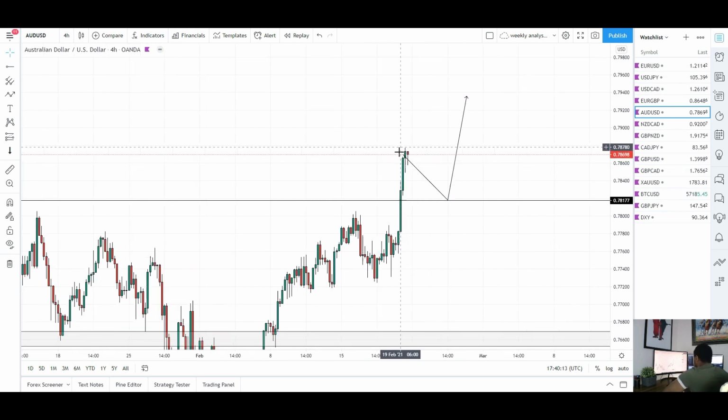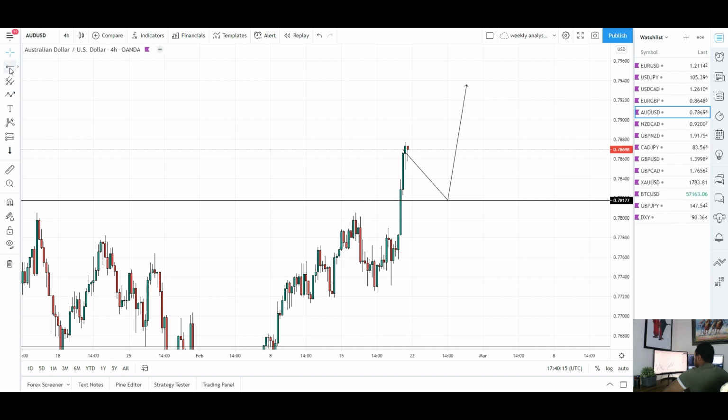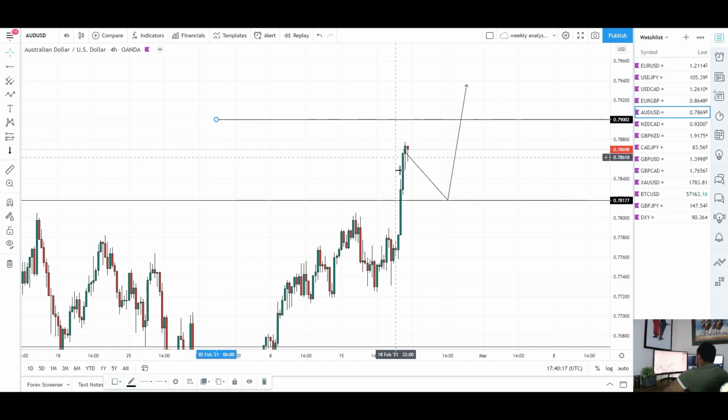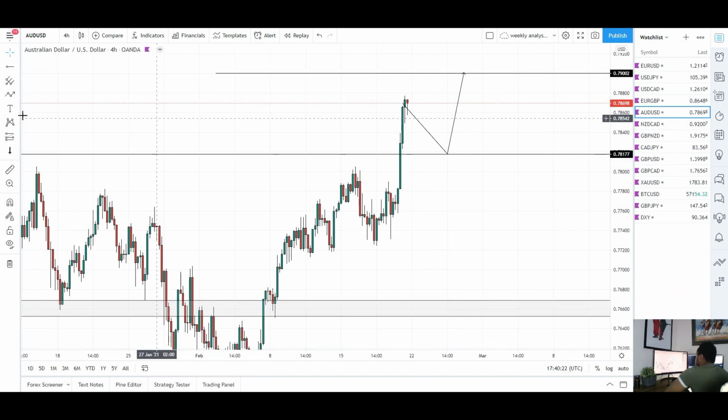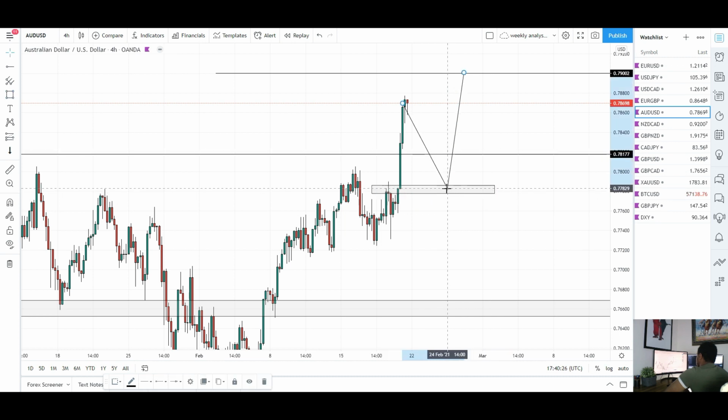0.79. So again, we haven't really got there quite just yet. 0.79 is around here. So we might see a bit of retracement, and by the end of the week we could be looking at around 0.79 potentially. Again, we could see a deep retracement back into this area. Again, prior resistance here, so we could see a move back into there.